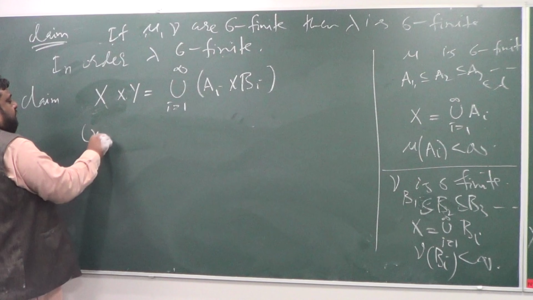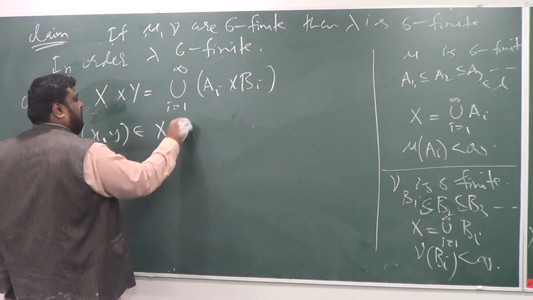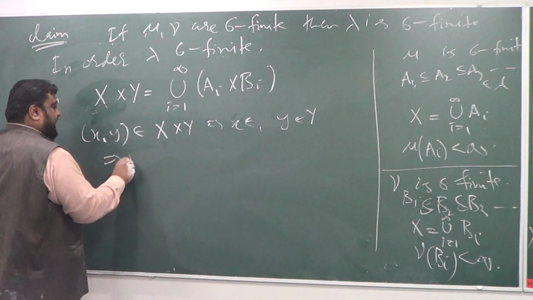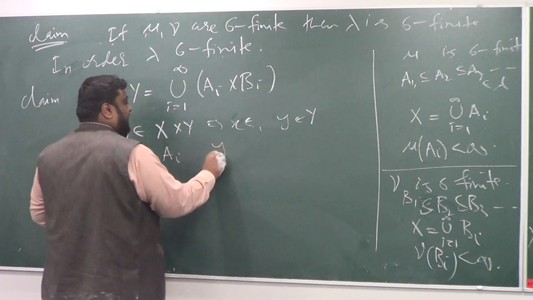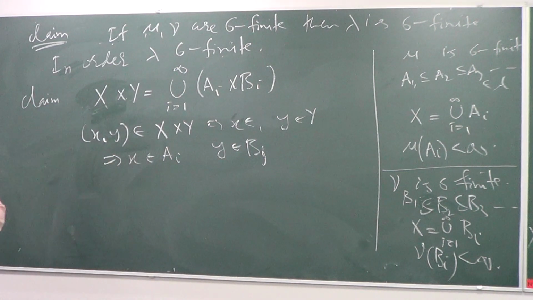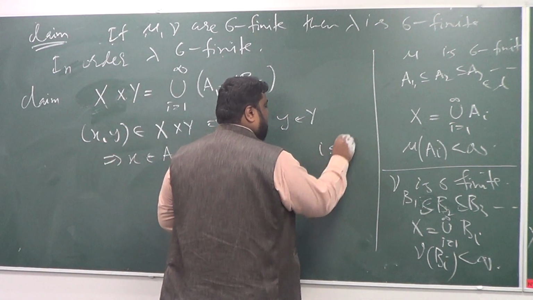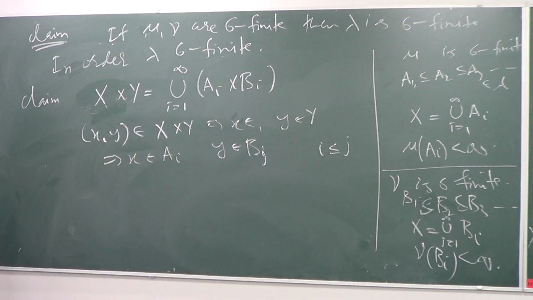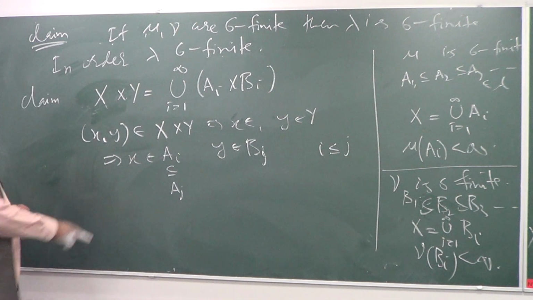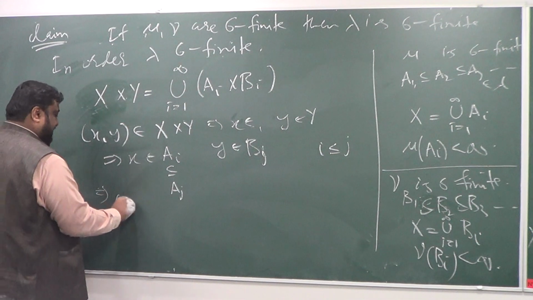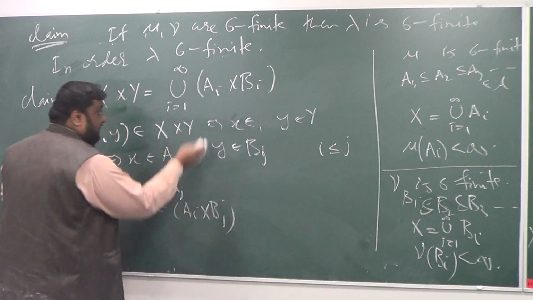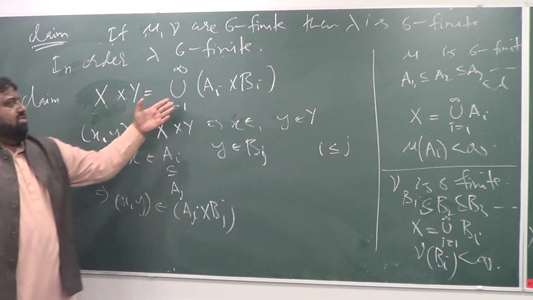If I pick a point x comma y from X cross Y, then x would be in X and y would be in Y. This implies that x would be in some Ai and y would be in some Bj, where i and j are two indices. Now either i is less than or equal to j, or the other way around; without loss of generality, assume that i is less than or equal to j. Since the sequence is increasing, Ai must be contained in Aj. So x must be in Aj, and hence x comma y is in Aj cross Bj, and in the union. The other side is trivial obviously.